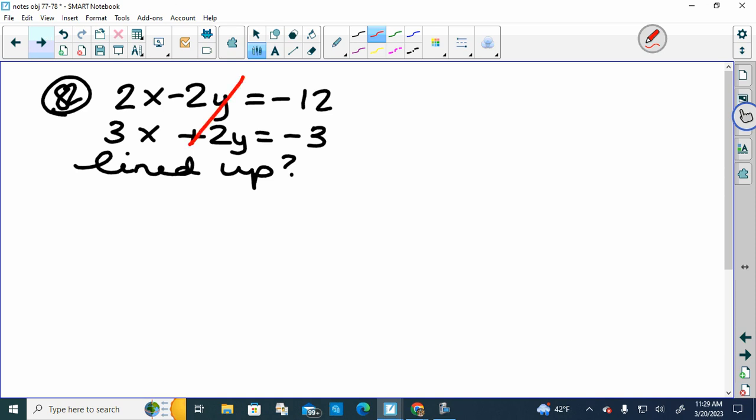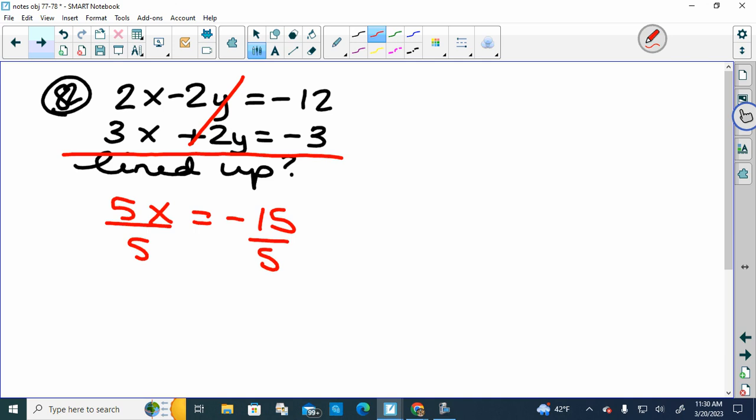Because really what we're doing is just like an addition and subtraction problem. I have a positive 2 and a negative 2, so that means there's no y's left. So now I just have the x's. I have a positive 2x and a positive 3x, which gives me a positive 5x. And then a negative, what? 15. Okay, so now I can solve for x. So I would divide by 5, divide by 5, so that means my x is a negative 3.